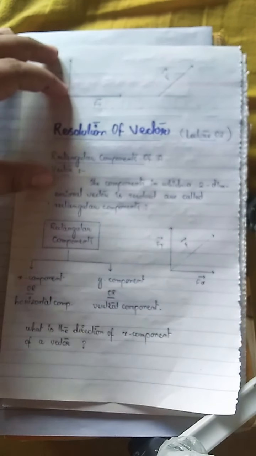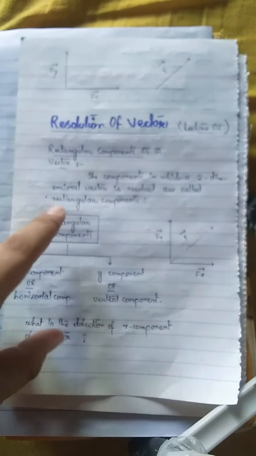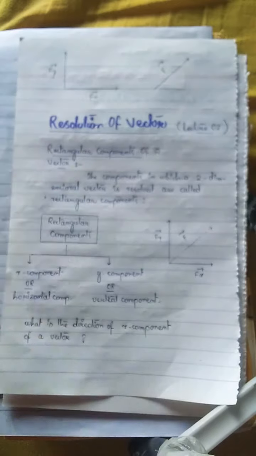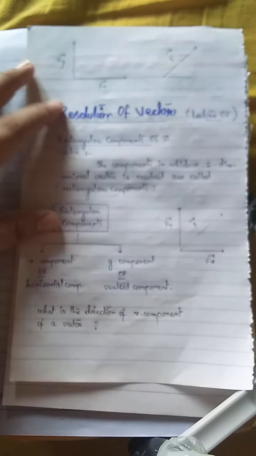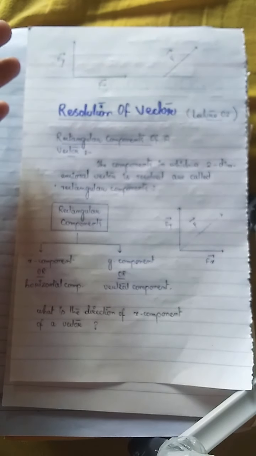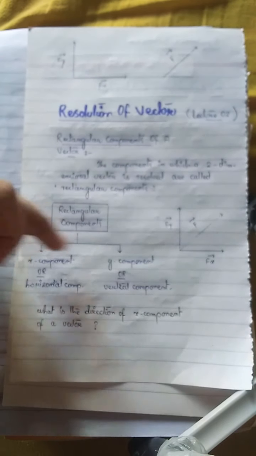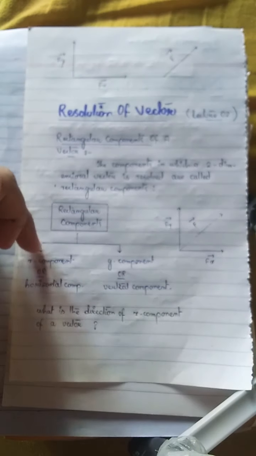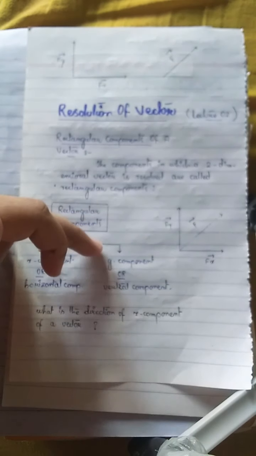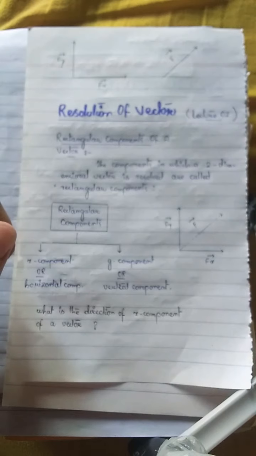So what is the basic definition of rectangular components? The components in which a two-dimensional vector is resolved are called the rectangular components of a given vector. And we know that there are two types of rectangular component. The first is the x component, the second is the y component. The x component is also known as the horizontal component, whereas the y component is also known as the vertical component.